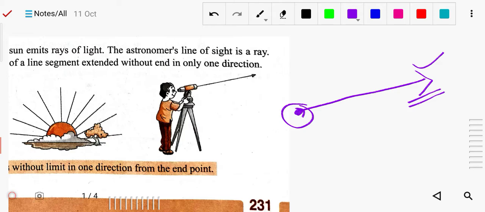Okay, suppose this side also can be like this, there will be one end point, so that is your ray. Got it? So you can write it like this. Suppose this point is A and this point is your B. So how will you denote it?